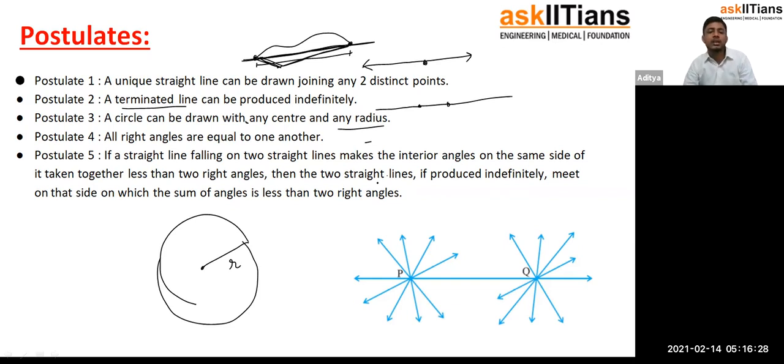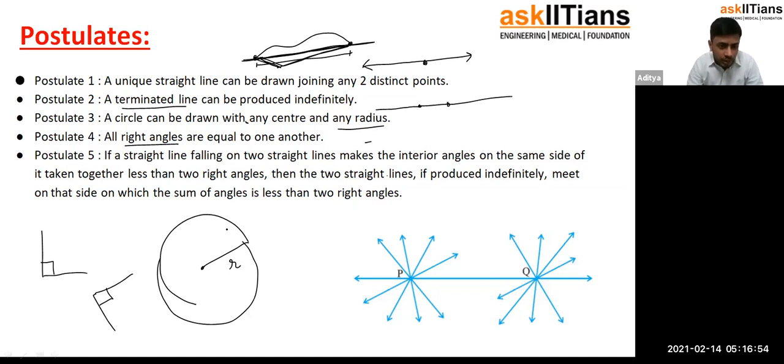All right angles are equal to one another. What are right angles? 90-degree angles. So all of them are equal to one another. What it means is that if there is a 90-degree angle or right angle here, and there is another right angle here, something like this, let's say, then they are perfectly equal. It means that they can be superimposed or made to coincide with each other.